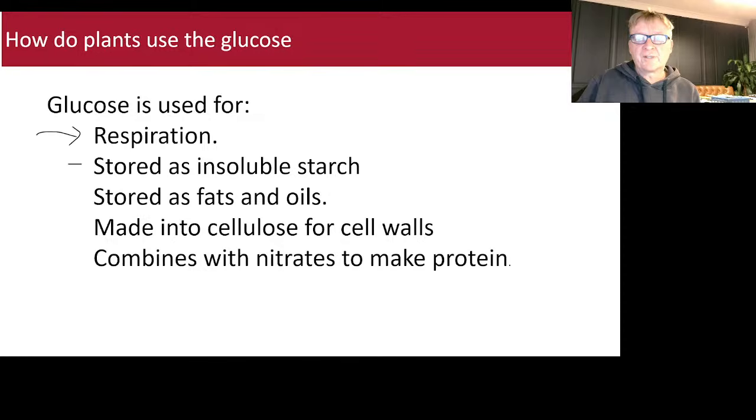It can be stored as insoluble starch. Think about a potato. So the glucose goes all the way down the plant to the potato, and then it gets turned into starch. Stored as fats and oils, nuts, okay, made into cellulose for cell walls, and it also combines with nitrates to make proteins. Right, so they are 5 great uses of glucose.